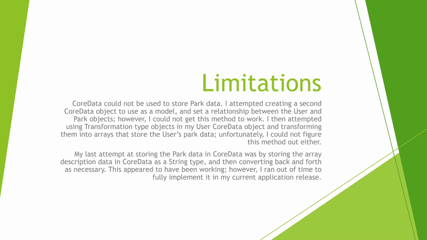My last attempt at storing the park data in core data was by storing the array description data in core data as a string type. I would take the array of strings correlating with the park's names, park's ratings, and park's descriptions and call the .description method on them and store the description of those arrays as a string in the core data model. I could then convert back and forth as necessary from string type to array type.